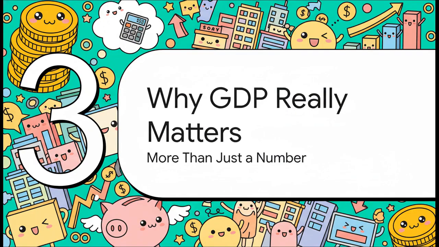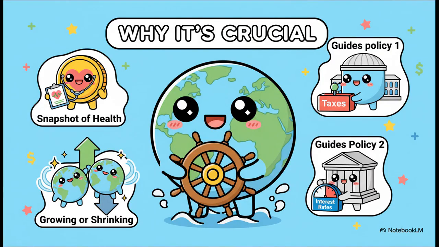So, we've defined it, we've broken it down, but why should any of us actually care? Why is this one number all over the news and in every political debate? Well, it turns out GDP is so much more than just a boring number for economists. This is where it gets real. GDP is the quickest vital sign we have for an economy's health. Is it growing? Is it shrinking? And based on that answer, governments and central banks make massive decisions that affect all of us. If GDP is shrinking, they might cut taxes or lower interest rates to get people spending again. If it's growing too fast, they might raise rates to cool things down. It's an absolutely critical tool for making real-world policy.